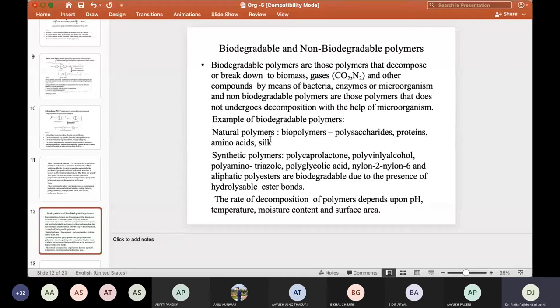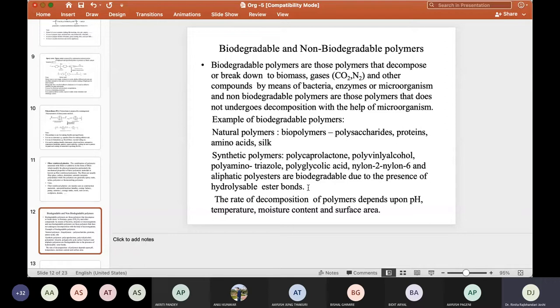Examples of biodegradable polymers are the natural polymers. Of course, the plus point of natural polymers is that they are biodegradable. Example, even the carbohydrate, polysaccharides, okay, as well as proteins, amino acids, silk, rubber, okay, cellulose, they are biodegradable. So it does not cause so much pollution. Whereas synthetic polymers, most of the synthetic polymers are non-biodegradable polymers, but there are even some synthetic polymers that undergo biodegradation. Here are the synthetic polymers like the polycaprolactone, polyvinyl alcohol, polyaminotriazole, polyglycolic acid, nylon 2, nylon 6, and the aliphatic polyesters, which are biodegradable due to the presence of the hydrolyzable ester bonds.